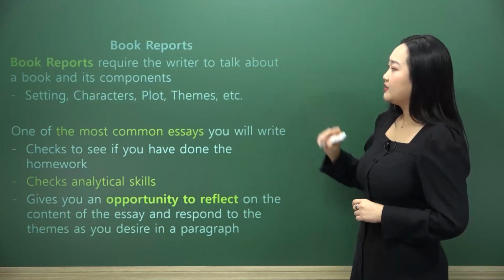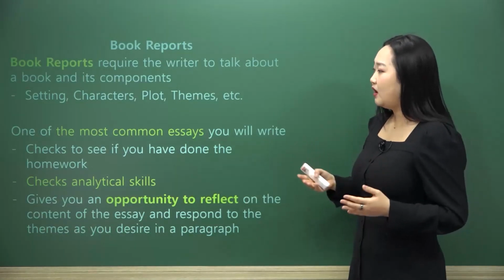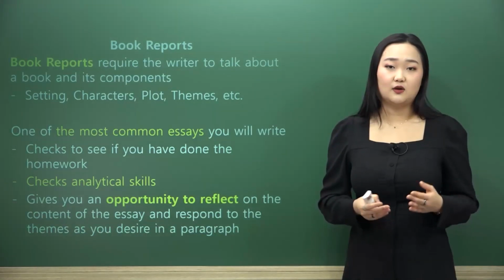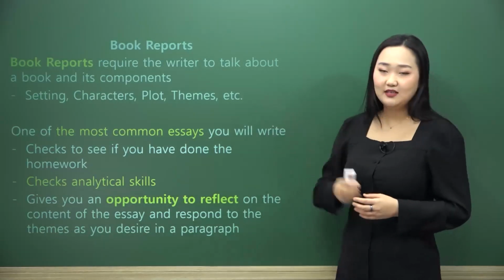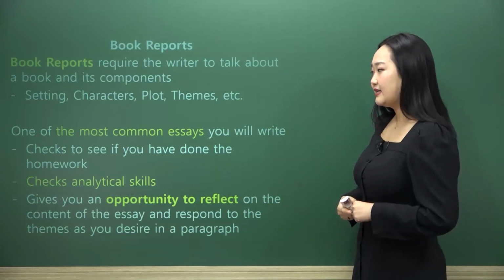It requires writers to talk about a book and its components, so setting, characters, plot, themes, etc. You guys get the gist. When we're talking about a book as a whole, there are certain things that we want to mention. What do we mention? Any of these things. There's probably more out there as well. We can also talk about literary devices, etc.